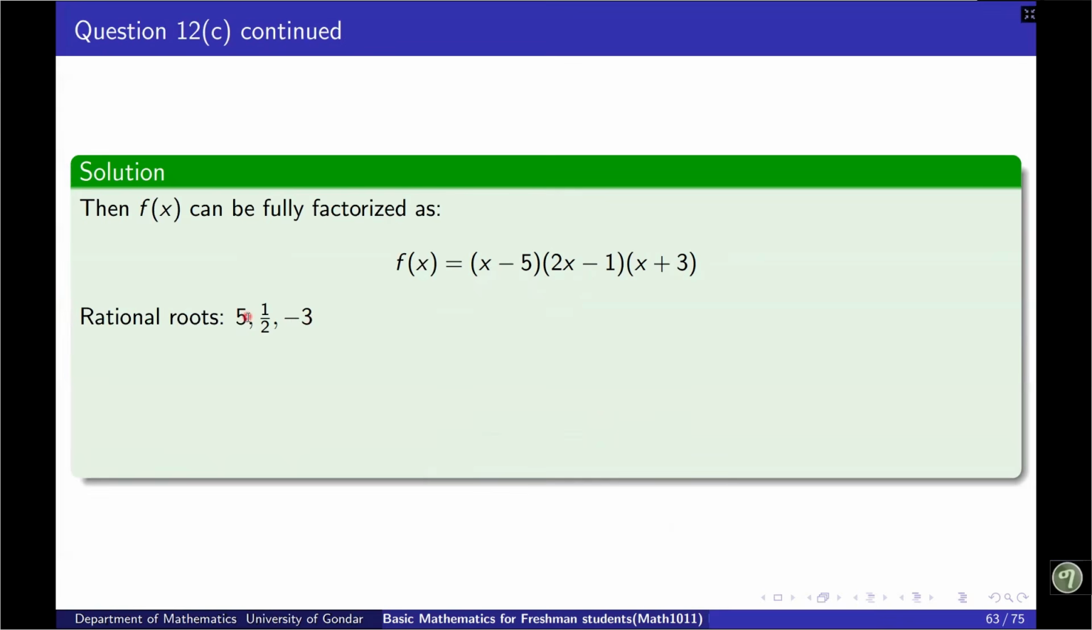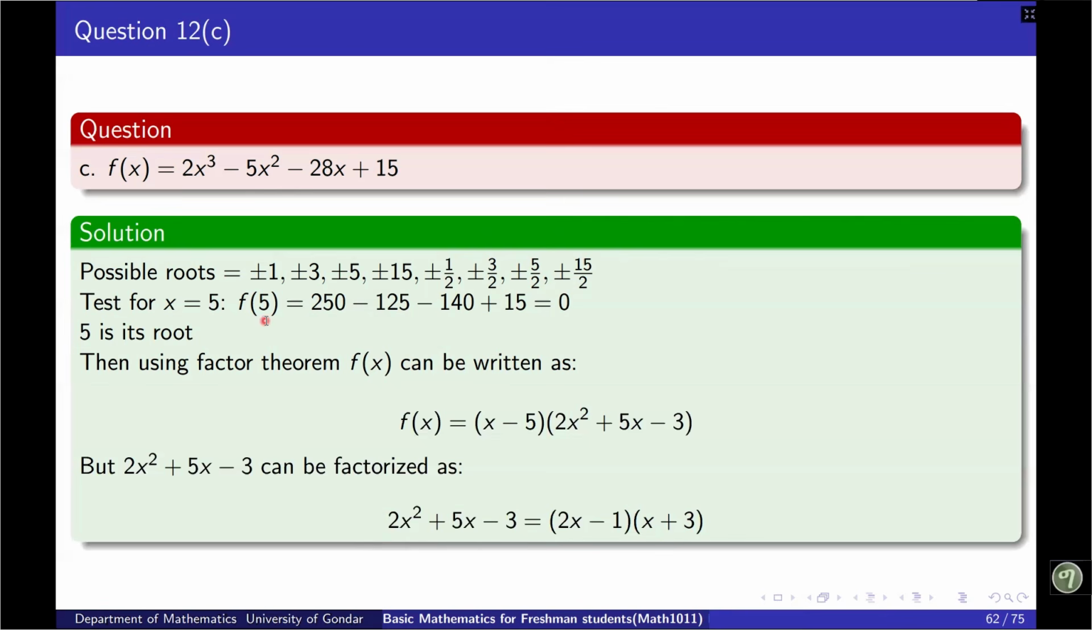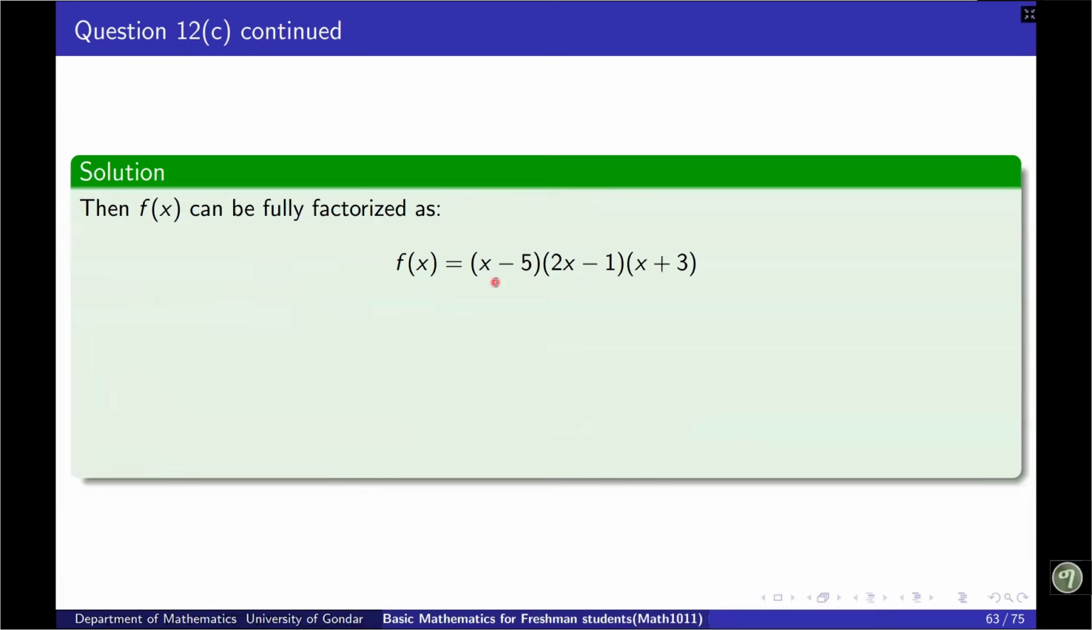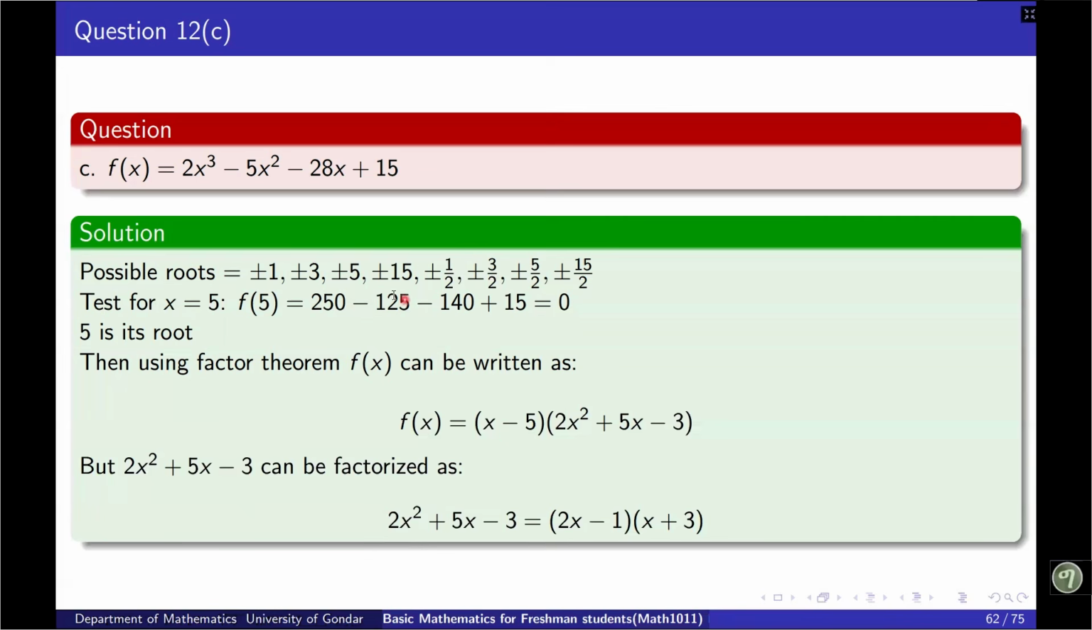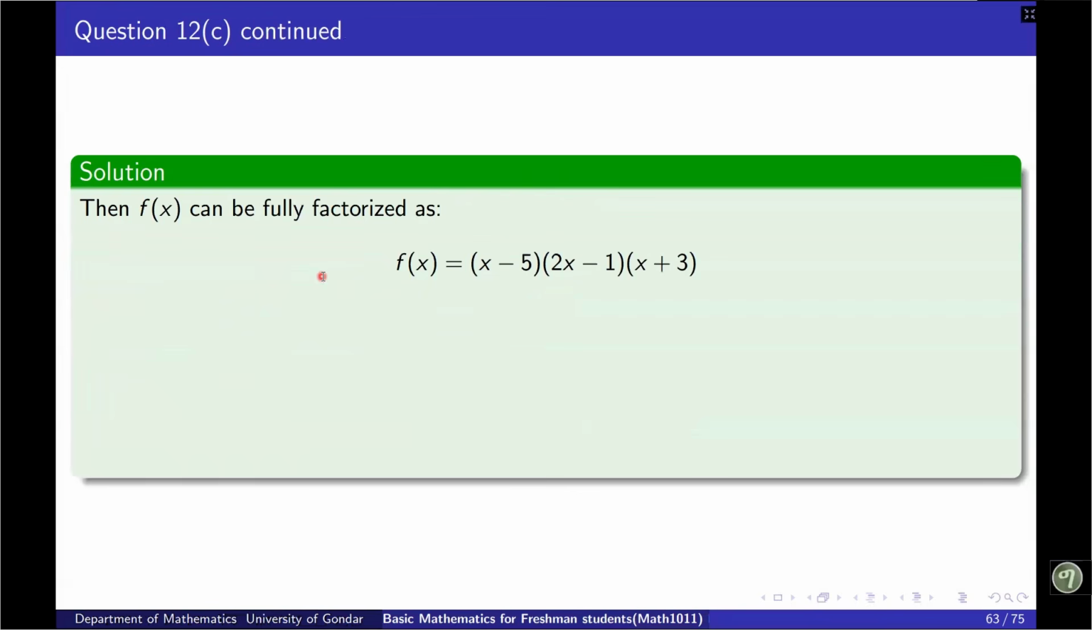If you want to check this one within the possible roots there, everything will be here. That is, 5 is here, 1 over 2 is here, and the next one is negative 3, which is around here. That's simply this one. Therefore, this is what the rational root test is.